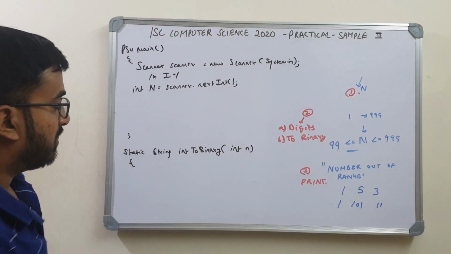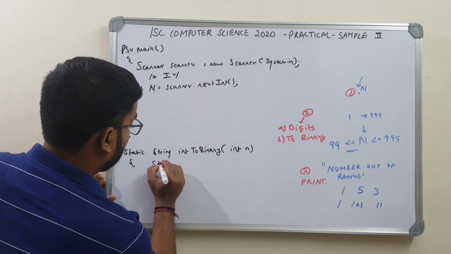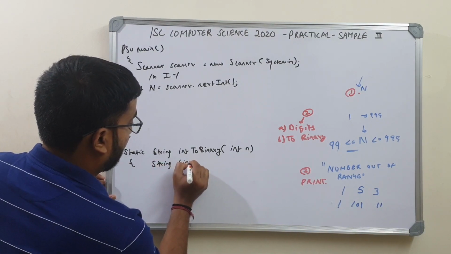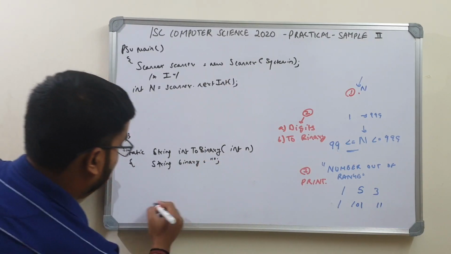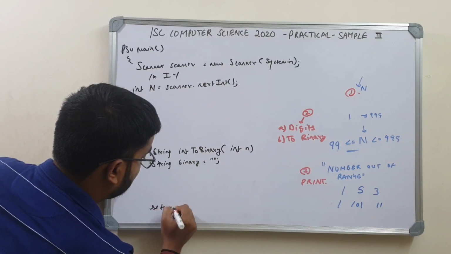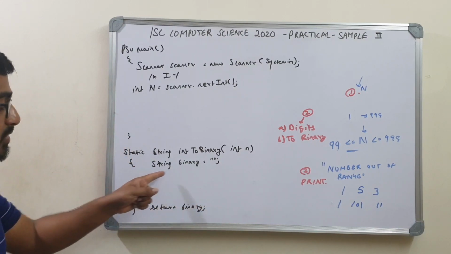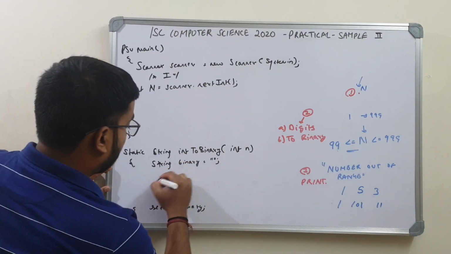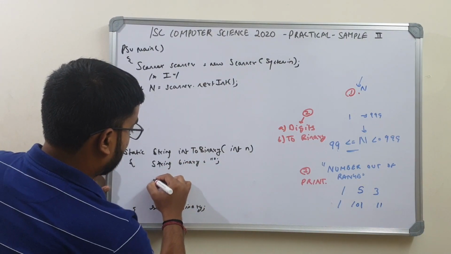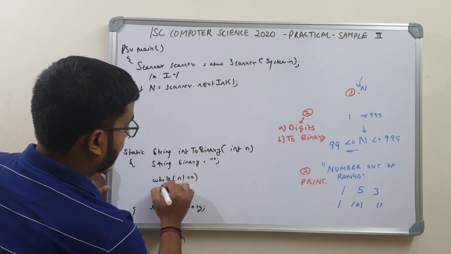So the way to convert it is, you take an empty string, let's take String binary equals an empty string, and then finally I'm going to return whatever this binary comes out to be. Now I need to write the code to convert n to binary. So I'm going to say while n is not equal to 0.